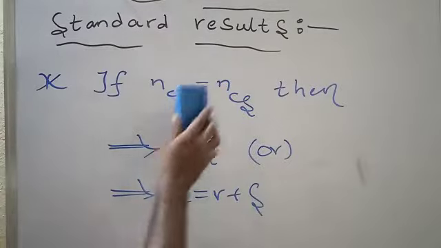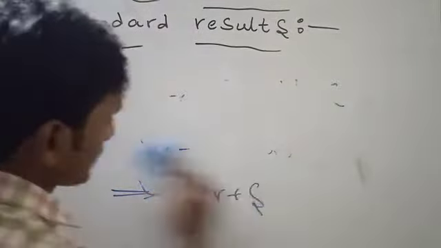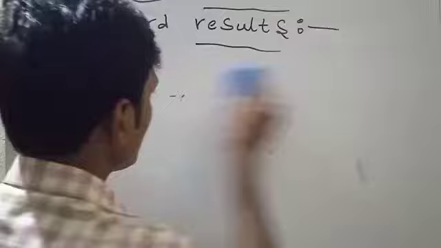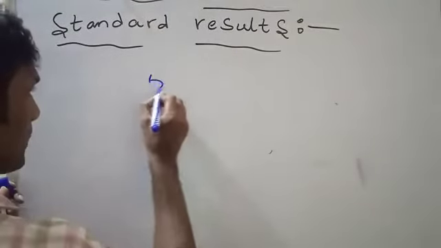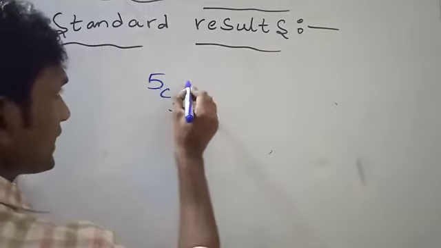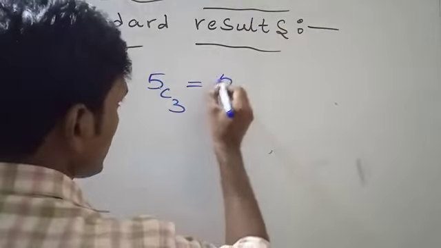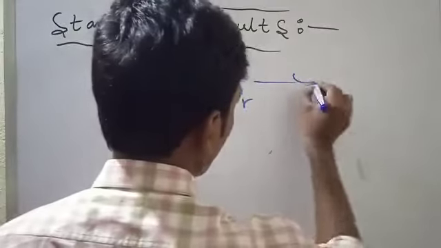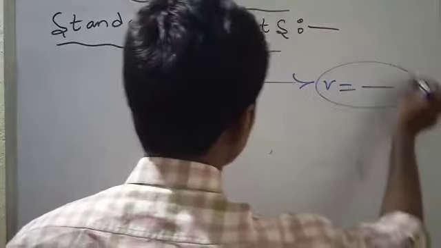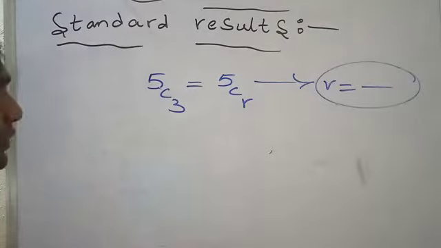Suppose the given problem is like this: if 5C3 equals 5CR, then the value of R equals dash.